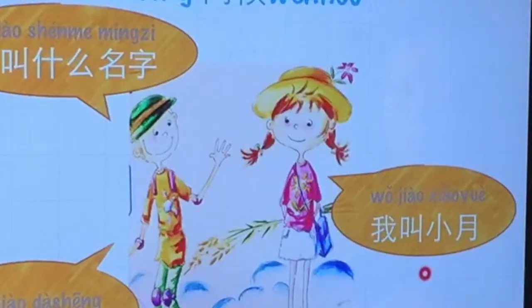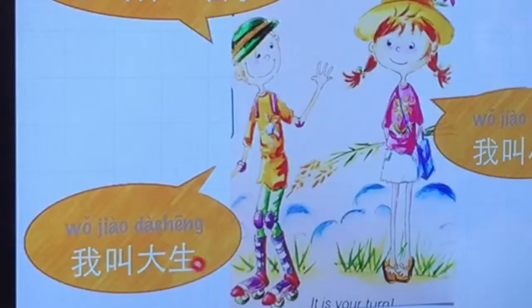I am called 小月. So we always use 叫 in front of the name when you want to introduce what is your name. Okay? 我叫小月. My name is 小月. And then the boy tells this girl what his name is. And he said, 我叫大声. 我叫大声. 什么意思? What does it mean? That means I am called 大声.